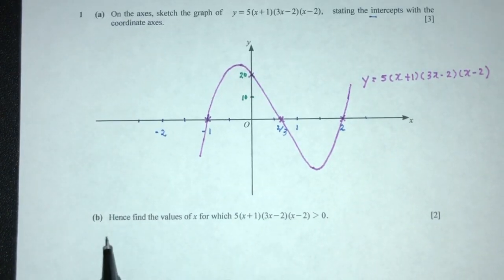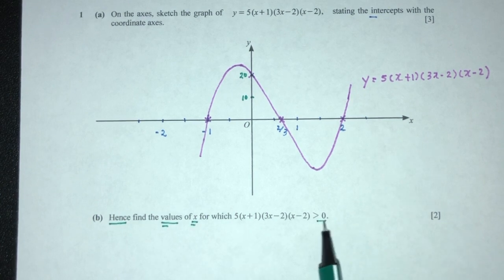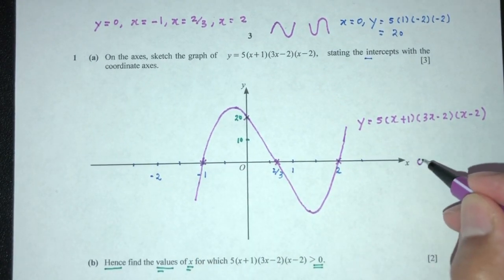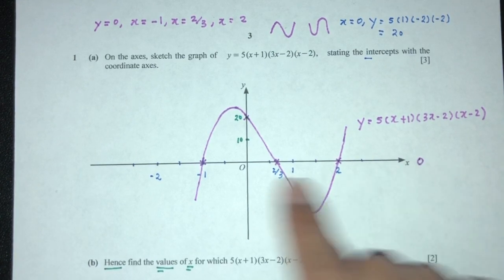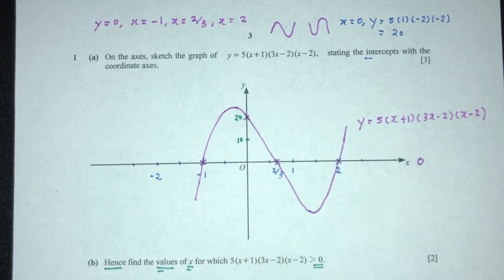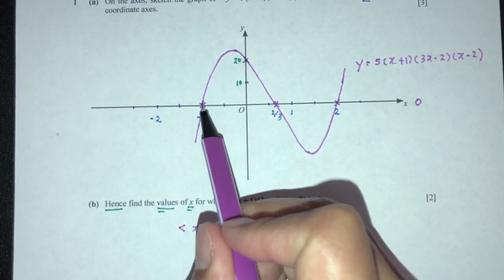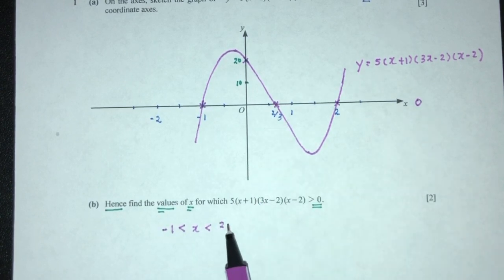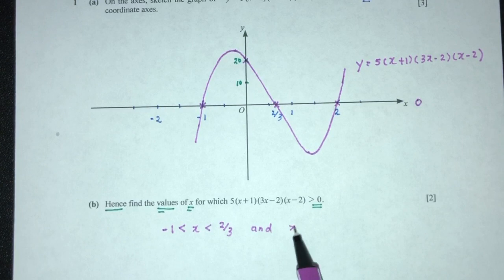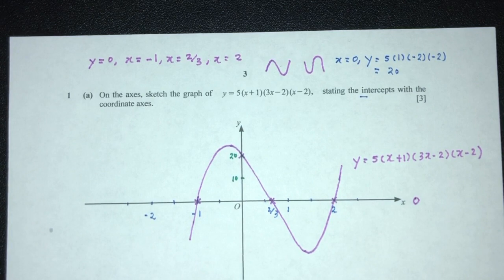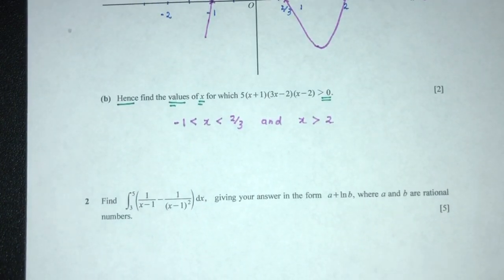So here we have to, hence, state the values of x for which this is more than 0. So by observation, you can see it is more than 0. Well, so where's the graph more than 0? This is your line of 0, right? You can see it is more than 0 for this part and this part. It will be for the values of x between -1 and 2/3, and also for the values of x more than 2. It will be more than 0 according to the graph. That will be part A or part B of the question. That is your question number 1.